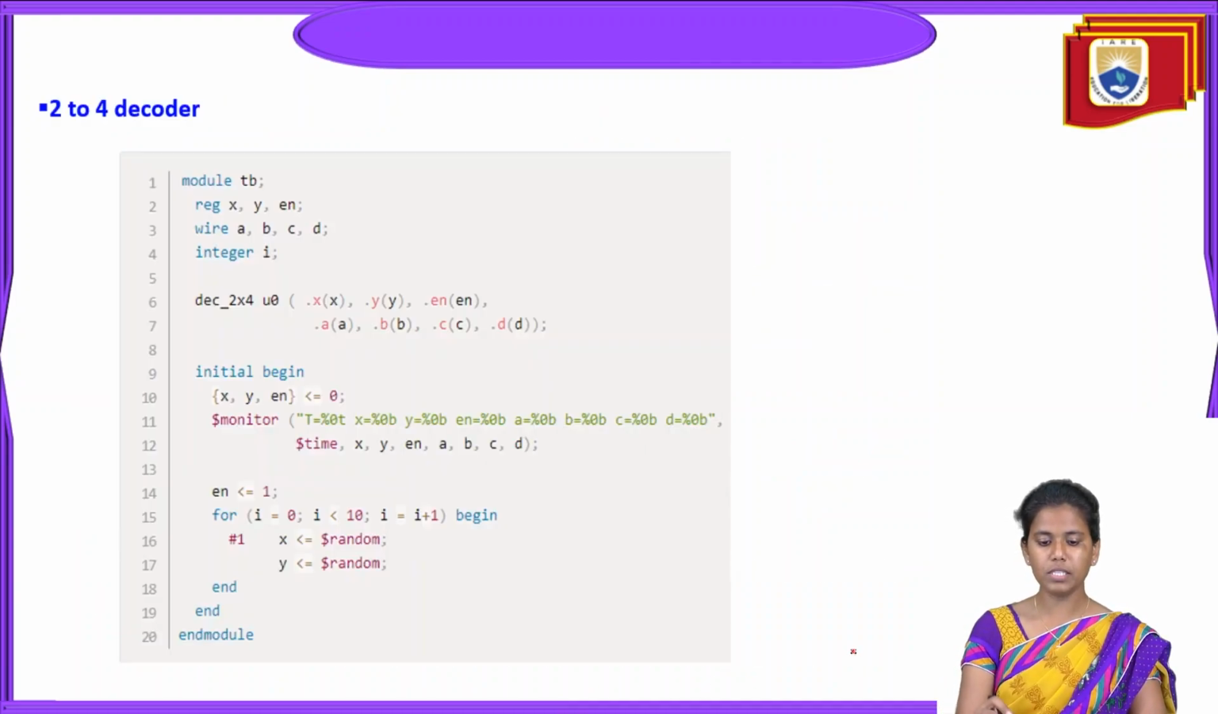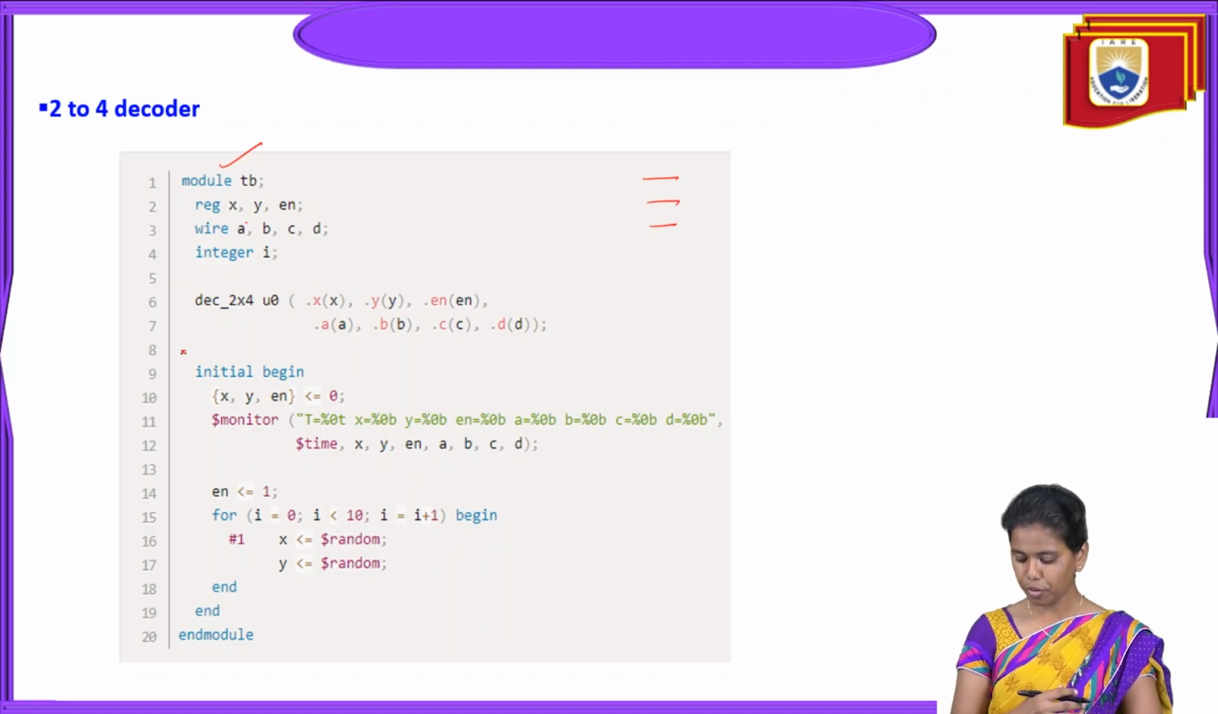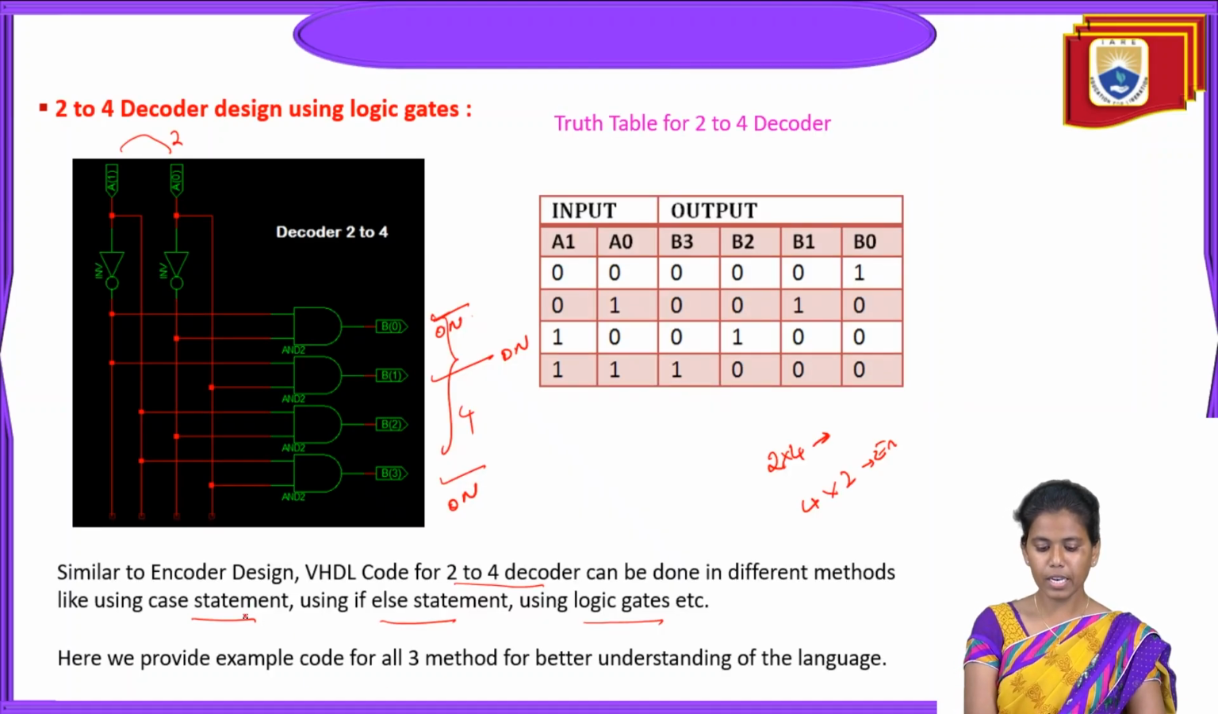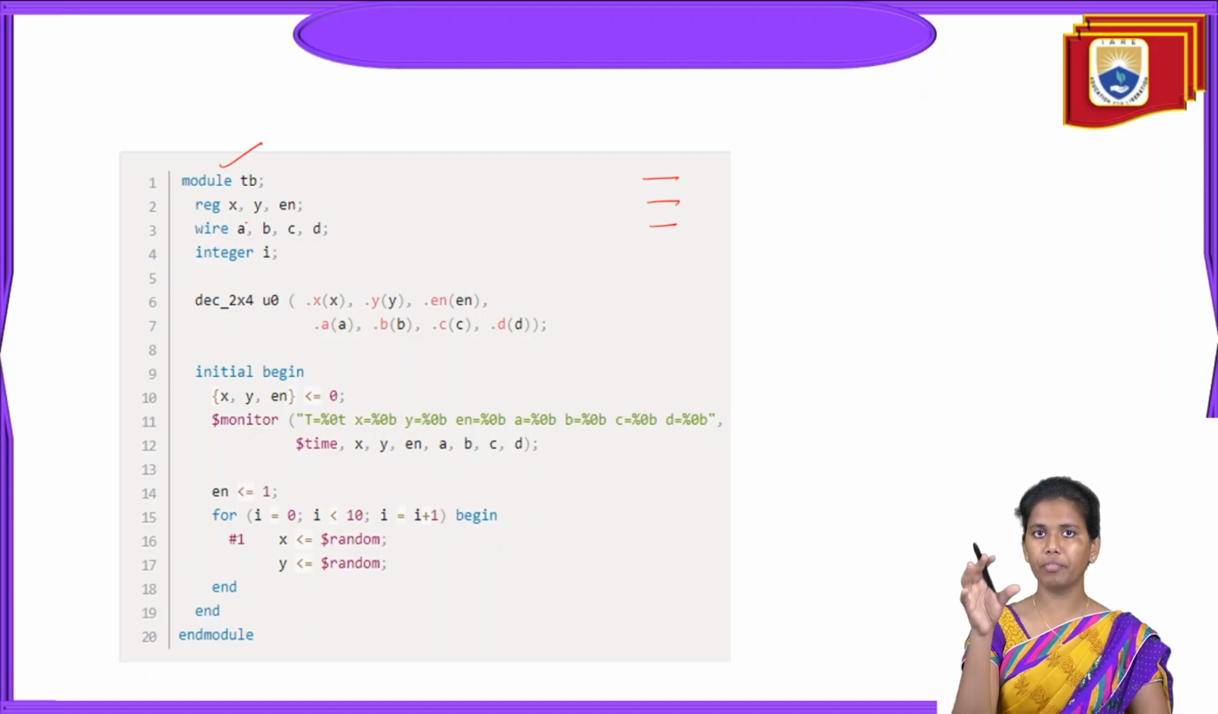So now we will see the 2 to 4 decoder, and the code goes like this: module, the test bench, registers X, Y and enable bits, and then for the connection purpose, we have A, B, C, D and the integer I. As I said, with the help of case statements, if else statements and logic gates as well, we can code the structure, or else we can code the different module.